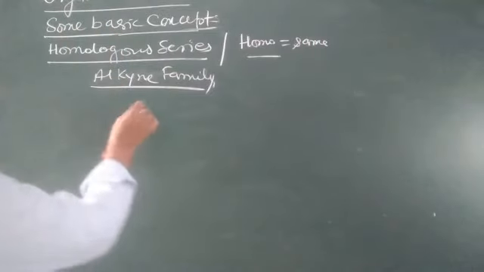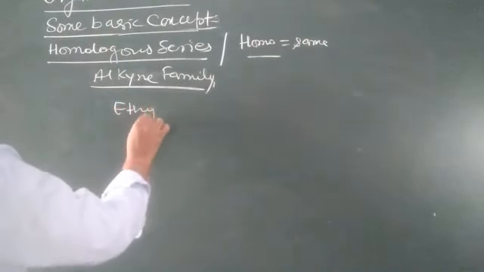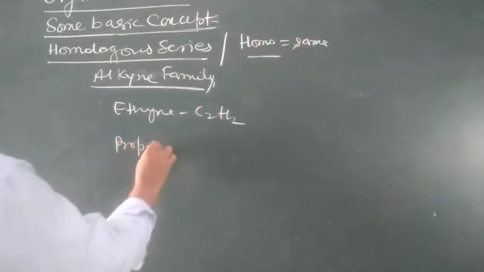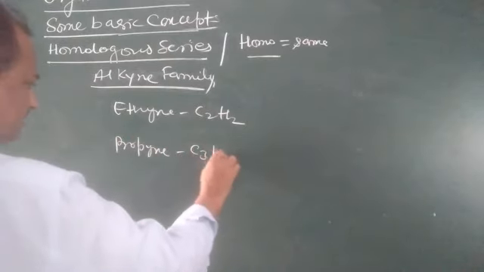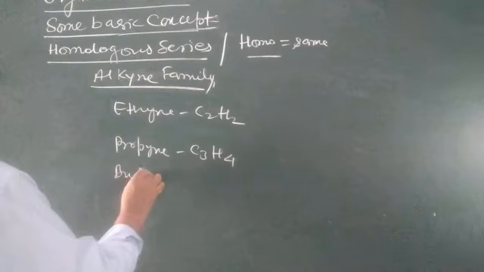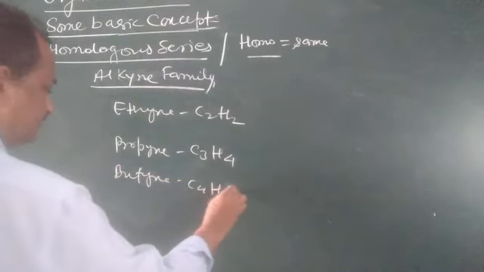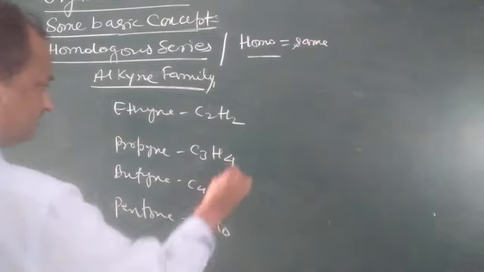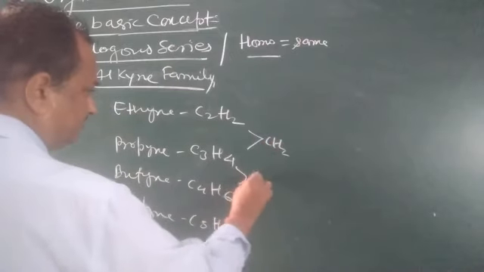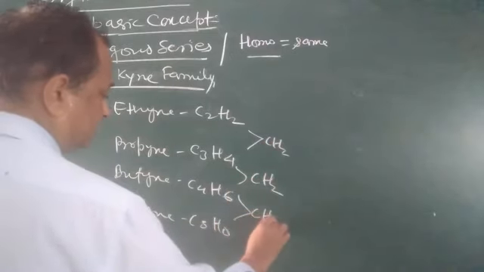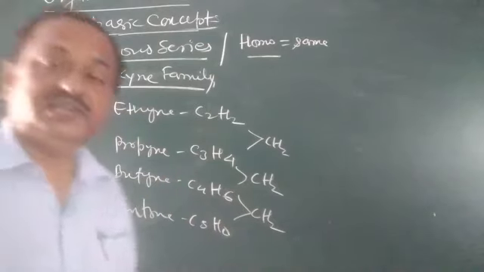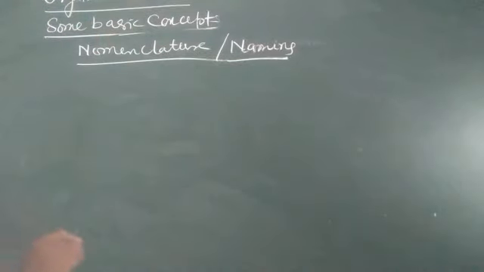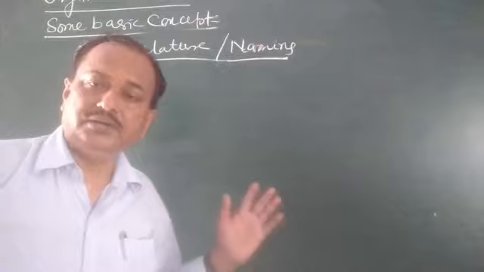Similarly, we have alkynes also. Alkynes: ethyne, C2H2, then propyne, just add CH2, C3H4, then butyne, C4H6, then pentyne, C5H8. So the adjacent members differ from each other by CH2. And so this is there about the homologous series. Now we have to see about the nomenclature or naming.